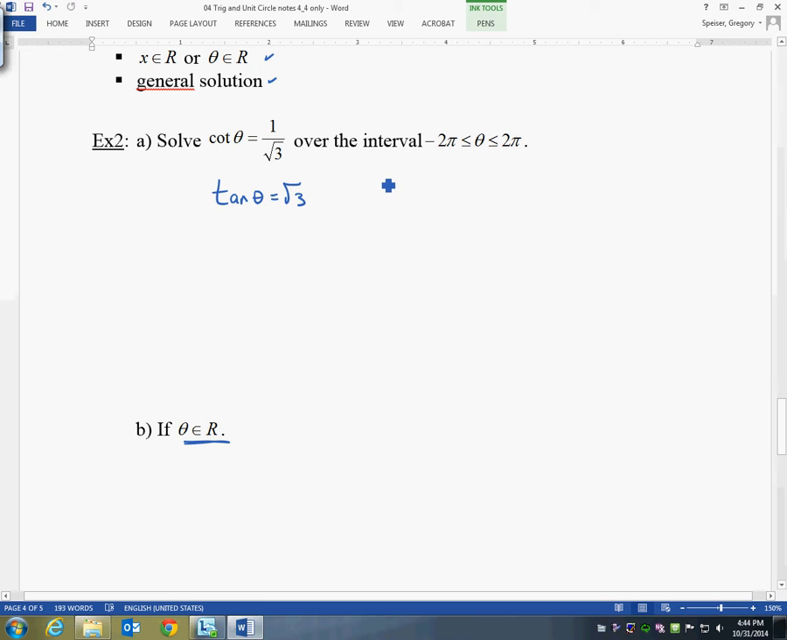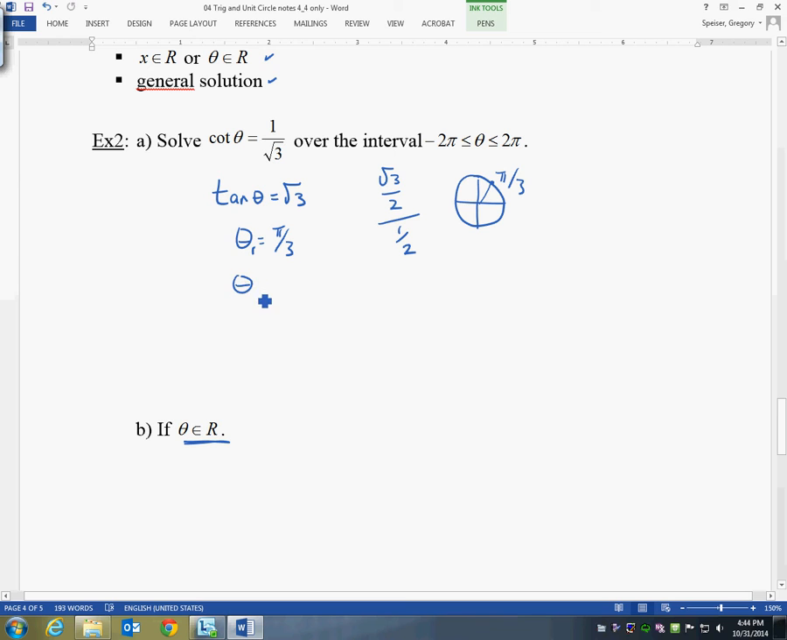I remember this is a pattern, root 3 over 2 over 1 over 2, and tan is the sine over cos. So when is sine root 3 over 2 and cos equal to a half? This happens at pi over 3, so up over here, pi over 3. So the answer for this is theta is equal to pi over 3. Now, this is my reference angle, and it's in the first quadrant.